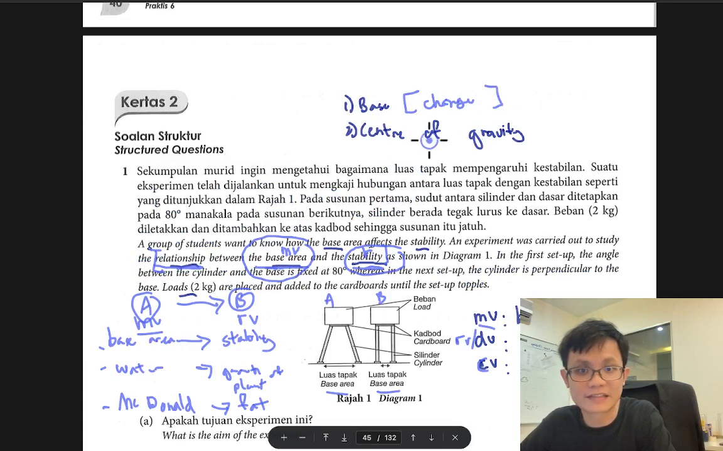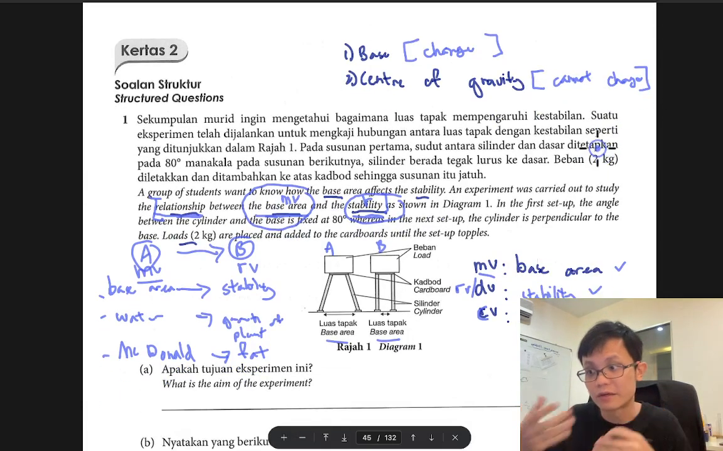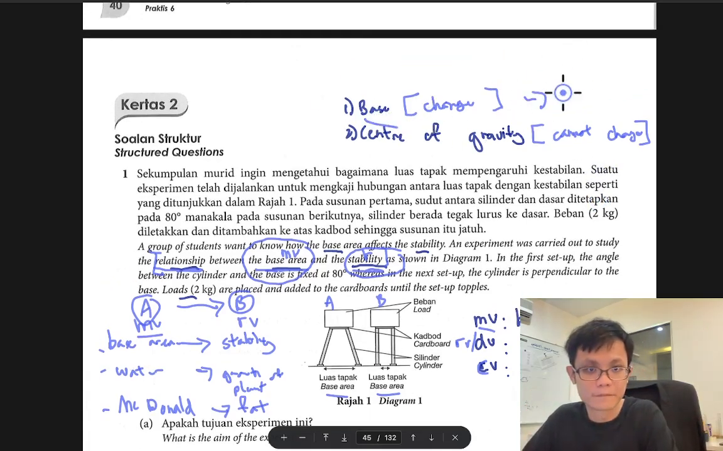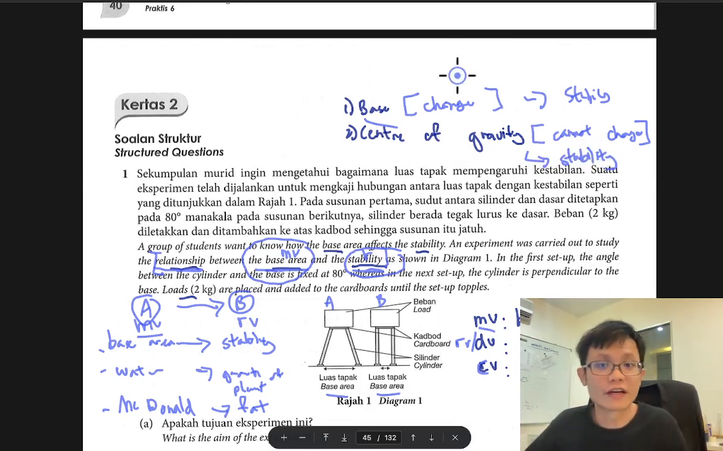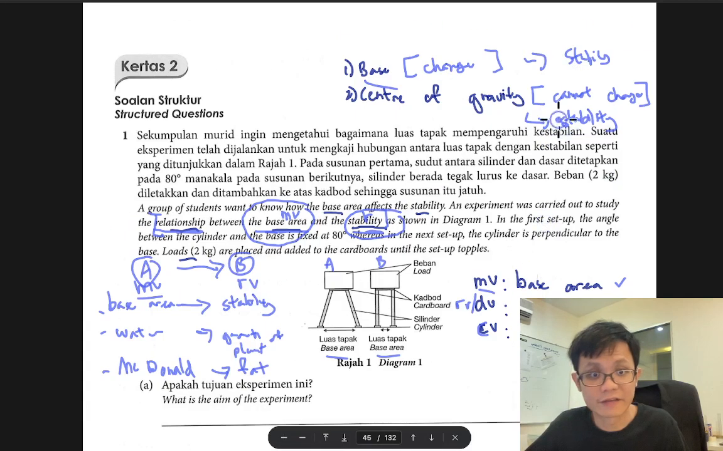So for example, the center of gravity we cannot change, because if we change it, the whole experiment will fail. Now in your experiment you want to measure base with stability, or you want to measure center of gravity with stability. Choose one, and then we do the experiment. So the constant variable is the thing that we cannot change, which is the center of gravity.